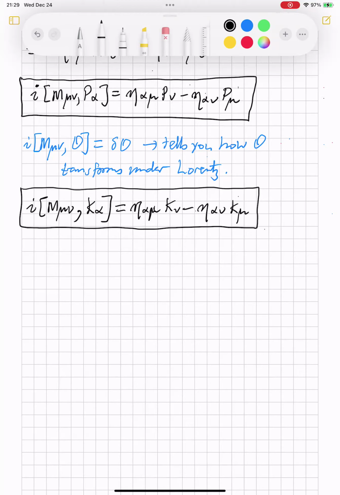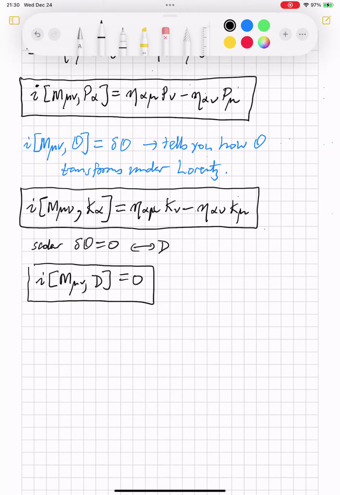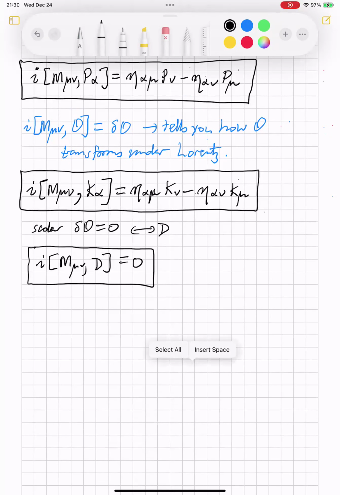Next, we can still use this logic further. If we think about a scalar, you know that for a scalar, delta O would be equal to 0. In particular, one scalar that we know of is the dilatation generator. That doesn't carry any indices. It's a scalar. So we immediately get that i M mu nu commutator with D, well, D doesn't transform, it's a scalar, is equal to 0. So check that. See if this really is equal to 0 or not. You can verify it.